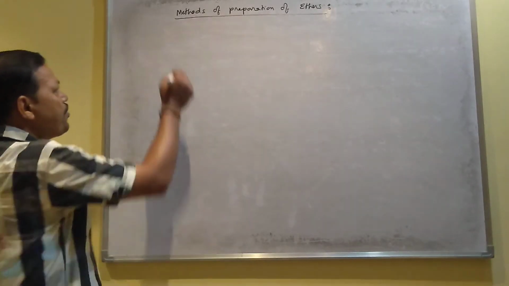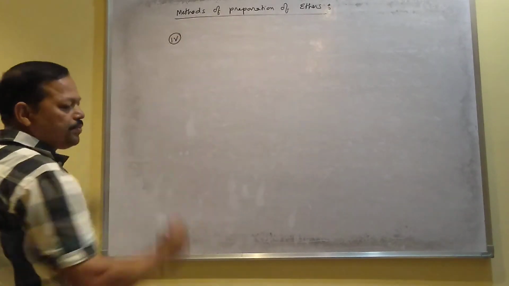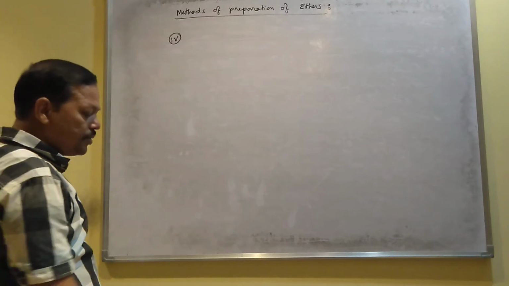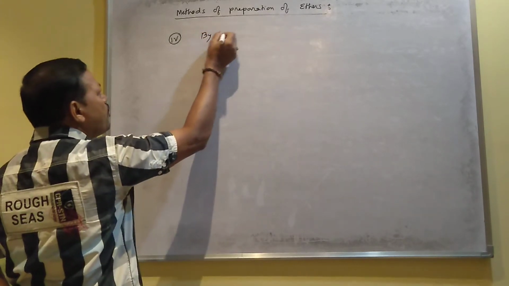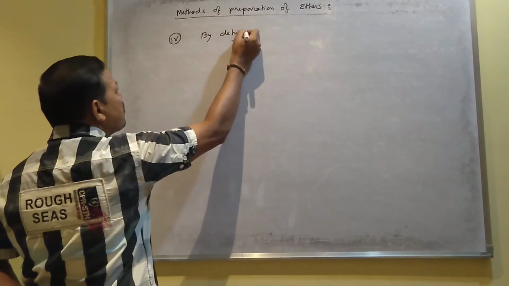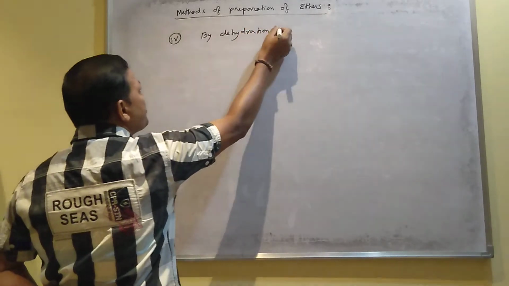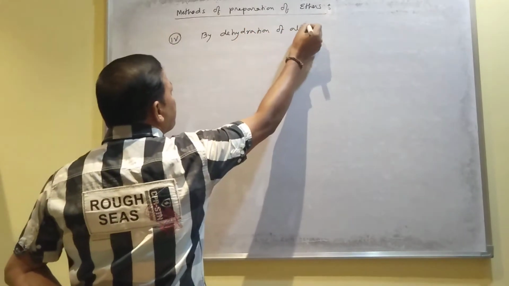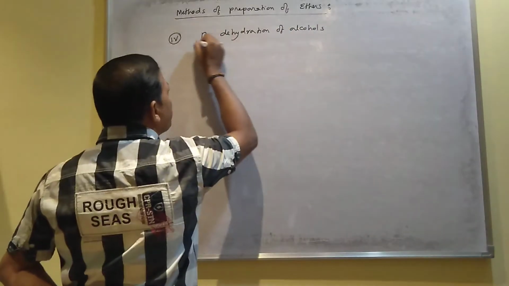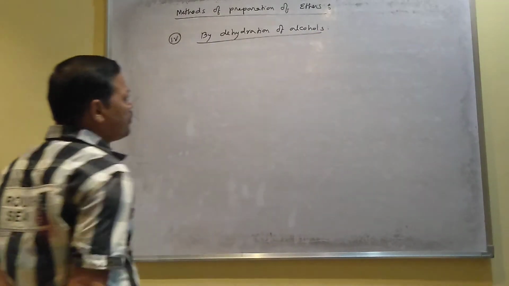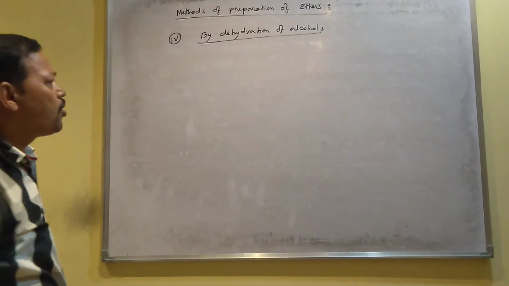Okay, number 4 method, another method of preparation to prepare the ethers: by dehydration of alcohols. Dehydration of alcohol you have already got.